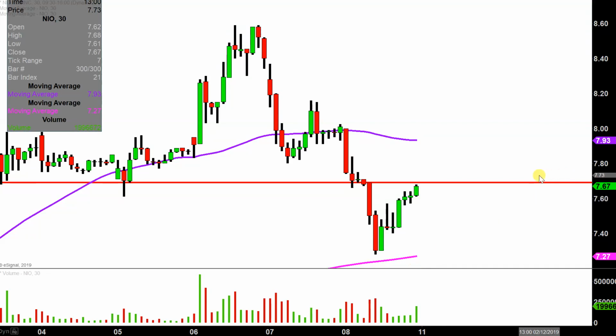So all in all, a rough day, but a nice little bounce this afternoon. So we'll see if the bulls can build upon this momentum or not next week.